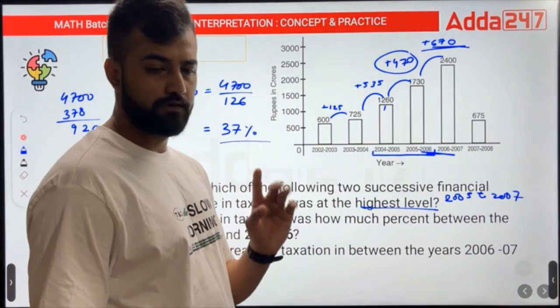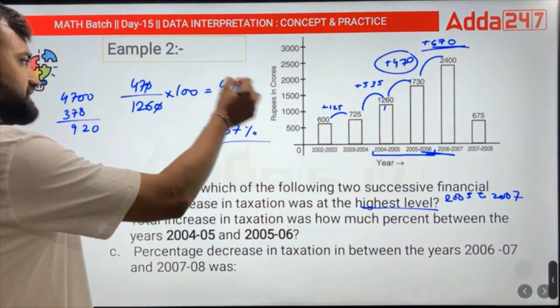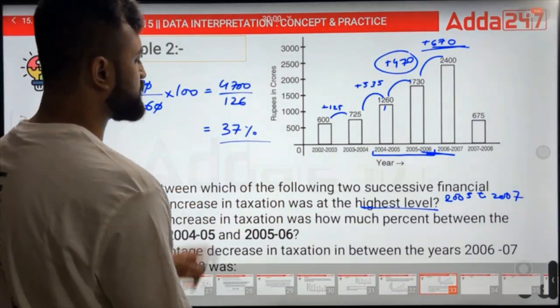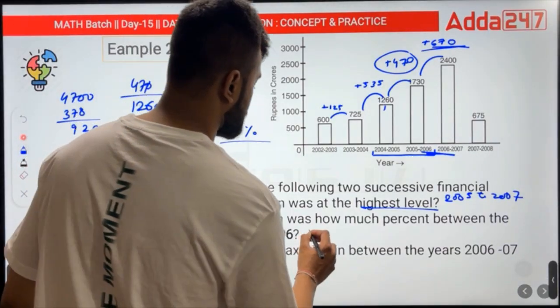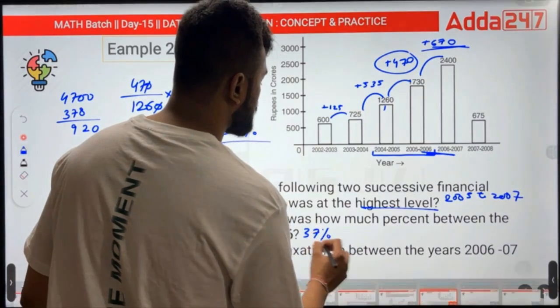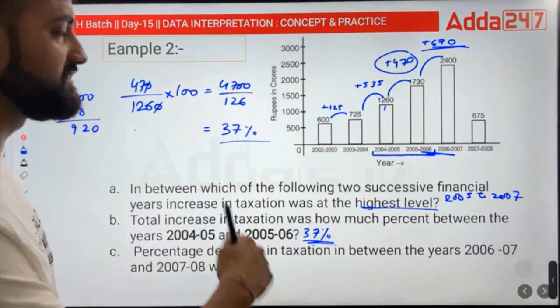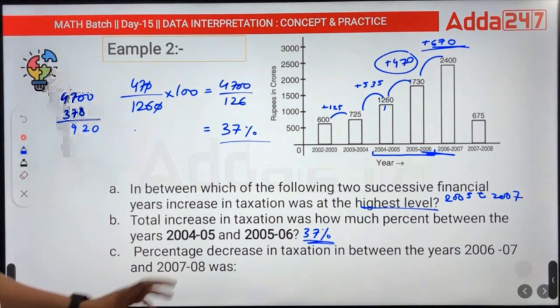You can cancel also, you can simplify it a bit, but I'm just doing it directly. Okay? Okay, sir. So out here my answer is 37%. I have rounded off. The answer will be 37 point something, but I have just rounded off.